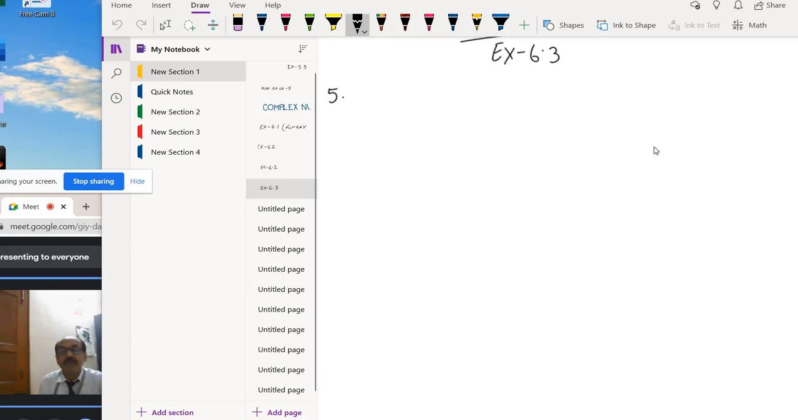Good morning. Chapter Linear Inequalities, Exercise 6.3, question number 5. The question is, solve graphically 2x minus y greater than 1 and x minus 2y less than minus 1.